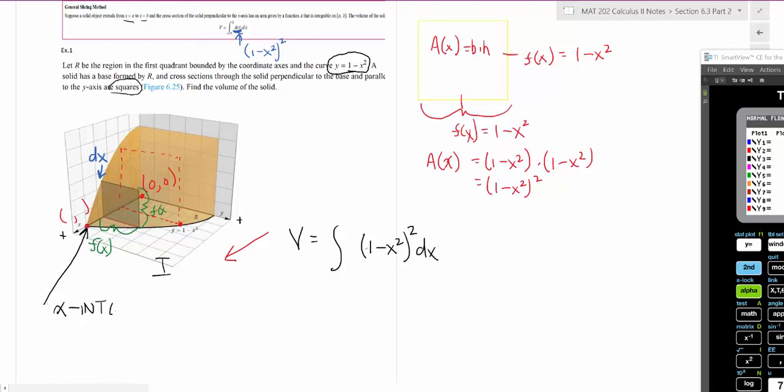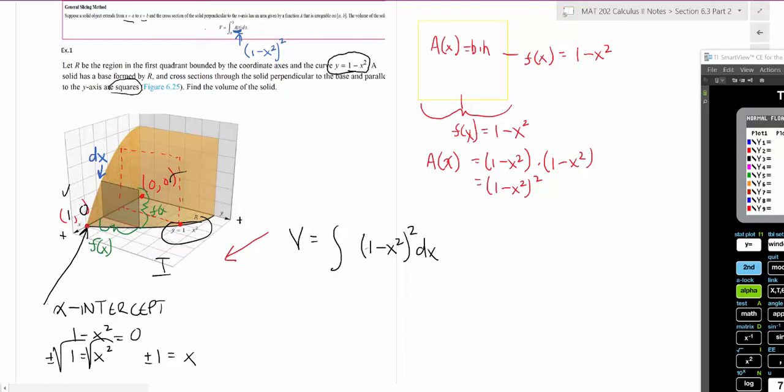So if we want to find an x-intercept, we're going to take the function that we're working with, and we're going to set that equal to 0. And of course that would be 1 equals x squared. You would take the square root of both sides, so x is equal to plus or minus 1. So that means this point right here has an x value of 1 and a y value of 0.